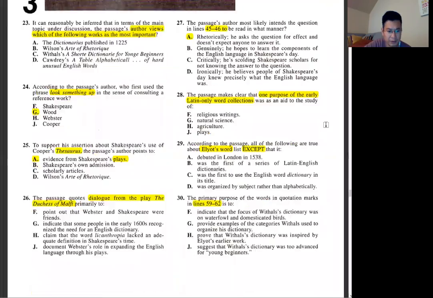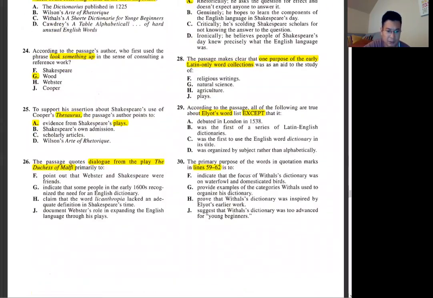Okay, question number 30 first. The primary purpose of the word quotation mark.